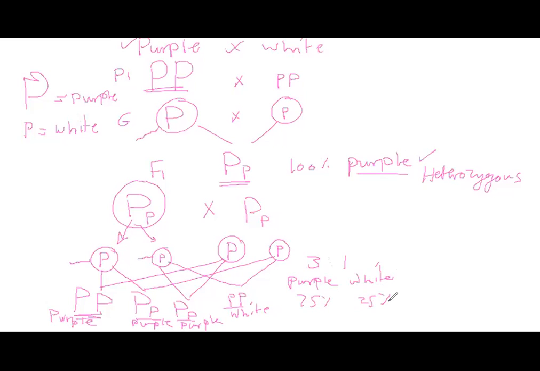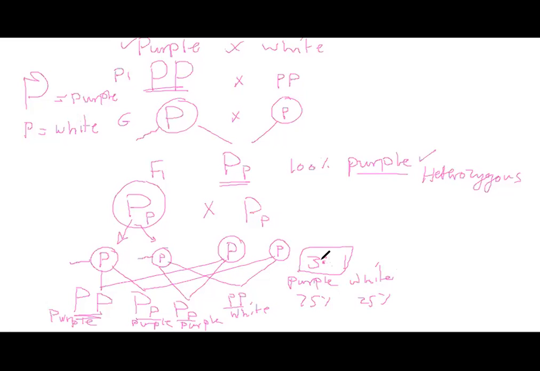So this 3 to 1, does it represent the ratio of phenotype or the ratio of genotype, guys? Phenotype is the appearance, genotype is the structure. So this represents the ratio of the phenotype, because we talk just about the shape, purple or white.